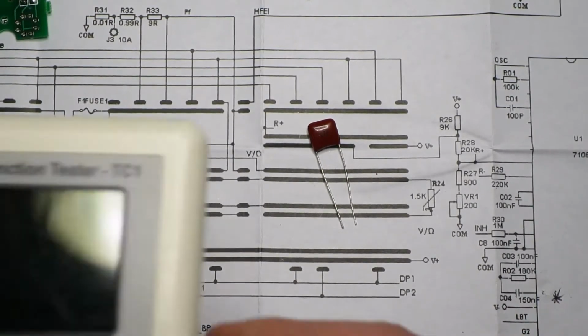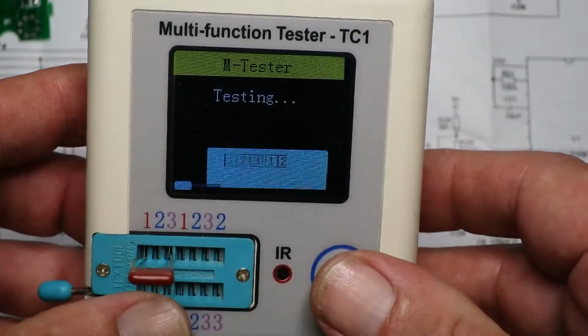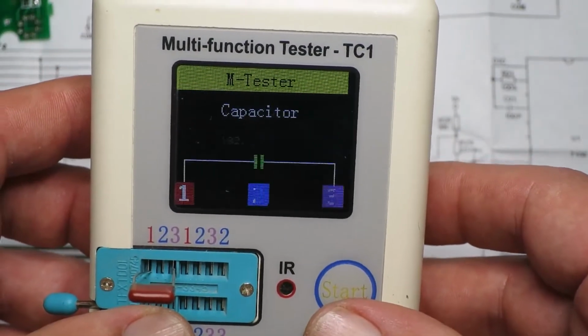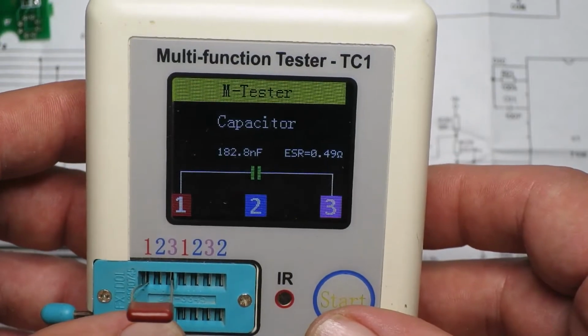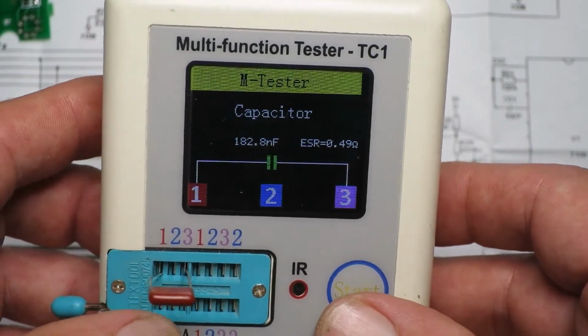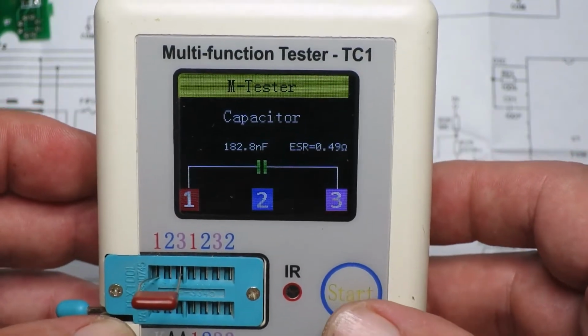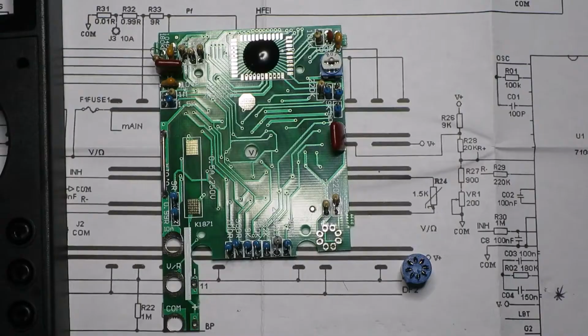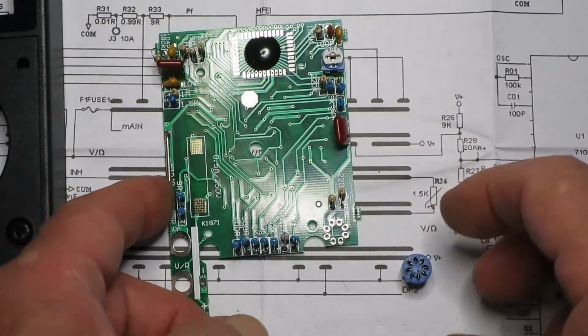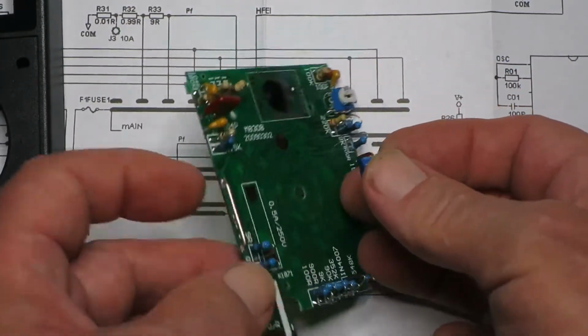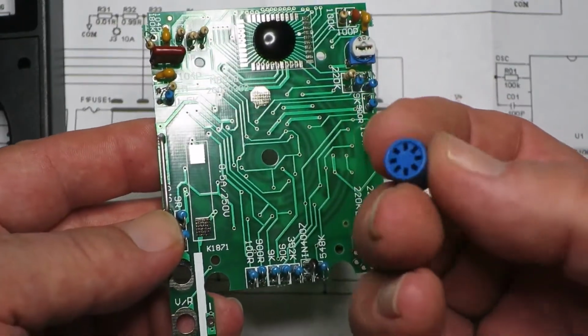Now, with the handy tester, both of these measure a little bit low anyway, 182 nanofarads, so I guess that must be within tolerance for the circuit. So we'll put them in and hope for the best. So with all the capacitors fitted, it's now time to fit the little socket for testing transistors on.